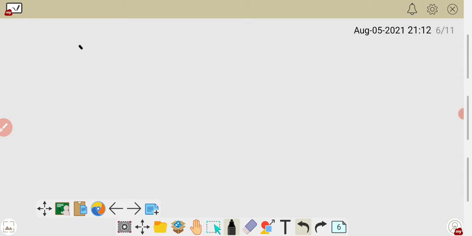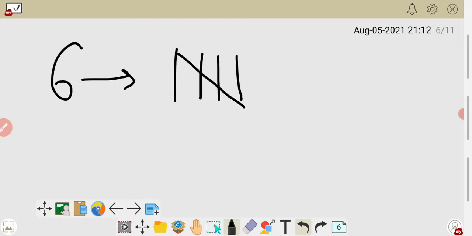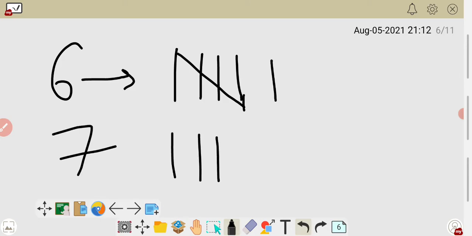Okay, if they are asking six, then first draw for five, 1 2 3 4, then cross like that, and then the sixth one. And then seven, 1 2 3 4 5 6 7. Like that you have to do the tally marks.